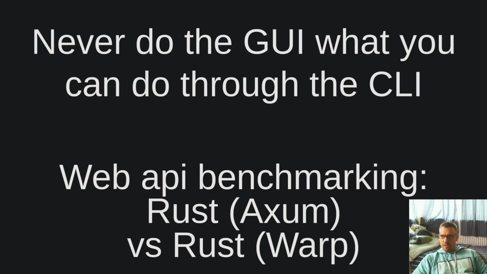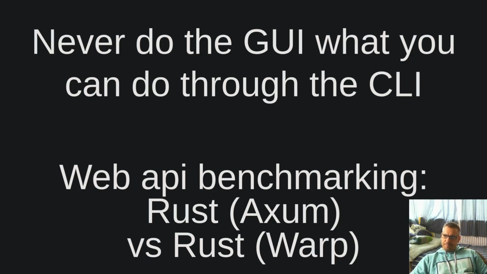I am Vangelis and today we will be exploring Web API benchmarking: Rust Axum vs Rust Warp. Axum is another Rust web framework, and I wanted to test it myself too, but a friend of mine also told me that he is interested in such a benchmark between Axum and Warp or actix-web. So today I am creating this benchmark.